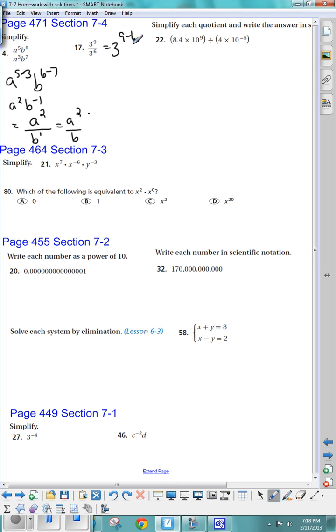For number 17, you keep the 3 because you're dividing like bases. And you subtract 9 minus 6. So that's 3 to the 3rd power, which means you actually are doing 3 times 3 times 3. 3 times 3 is 9, and 9 times 3, the final answer would be 27.